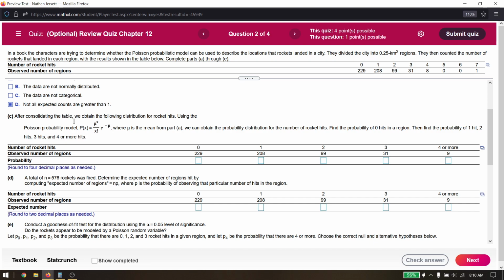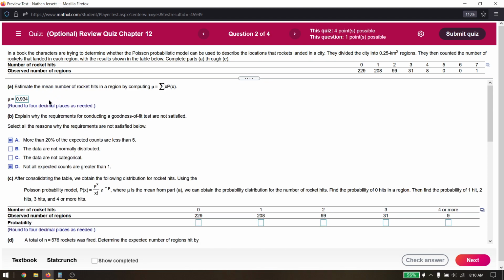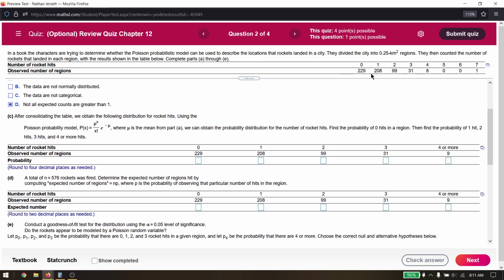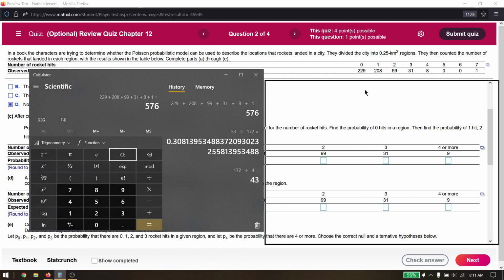This is the probability distribution. This is how you know what the probabilities of each of the x's are. Mean is the mean from part A, so it's going to be 0.934. That's what mu is for both of those. Find the probability that 0 hits the region, and then all the rest of them. So really all we're going to be doing here is plugging values into this and finding the probabilities according to the Poisson probabilistic model, not according to the data set, just the Poisson. Okay. So this can be a little bit weird.